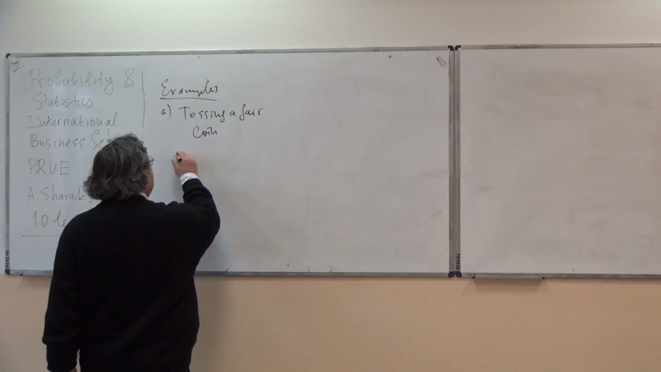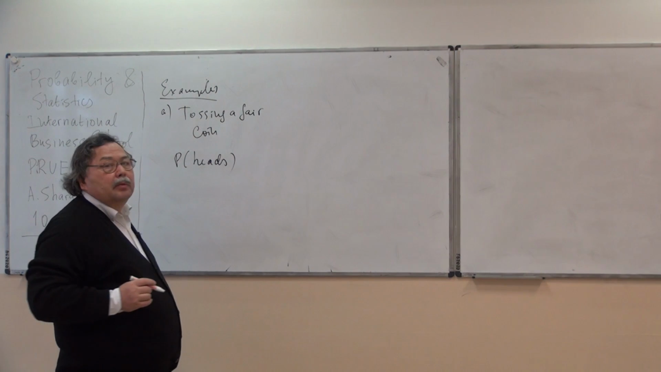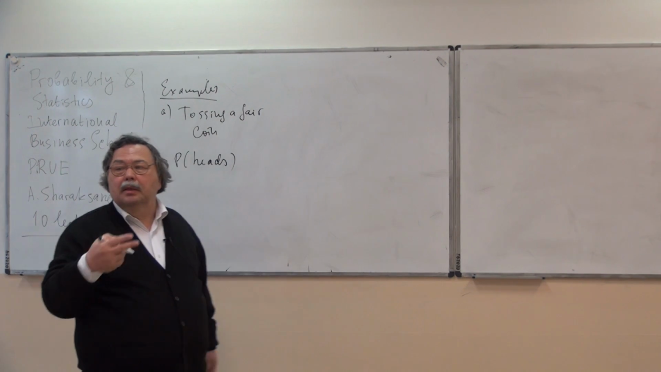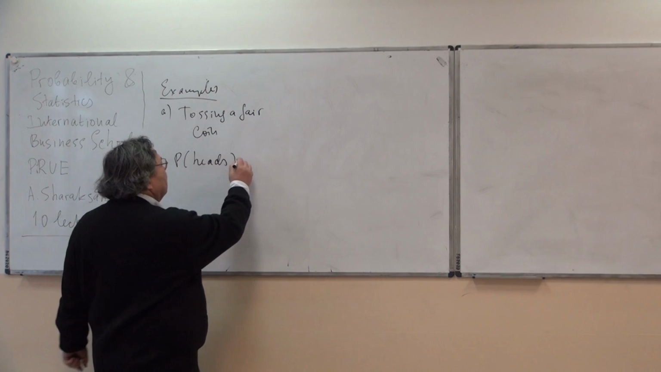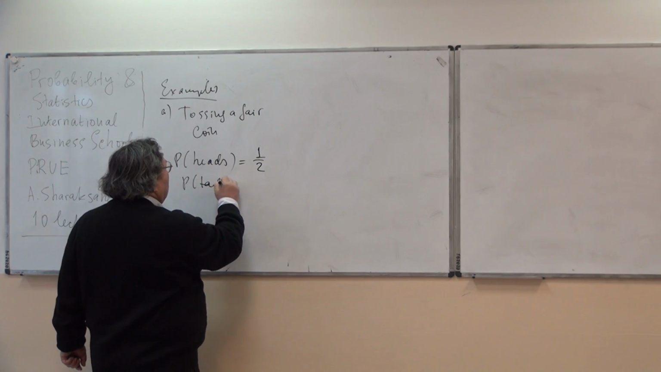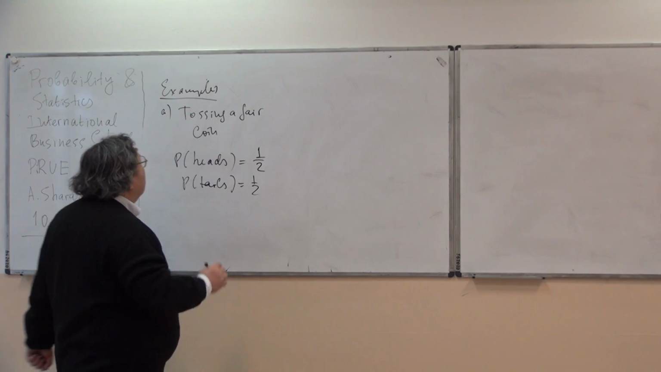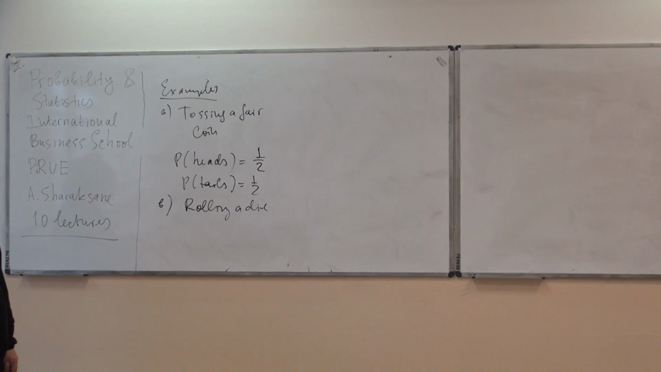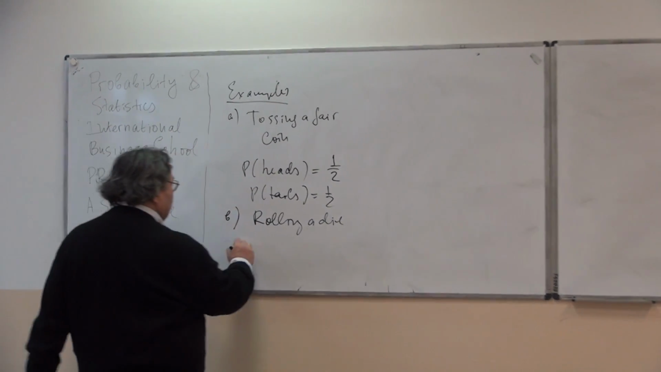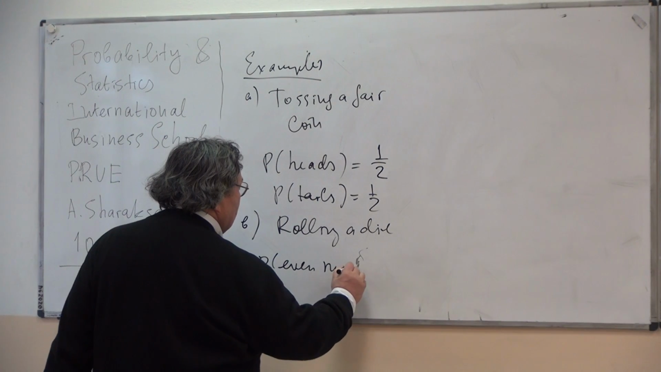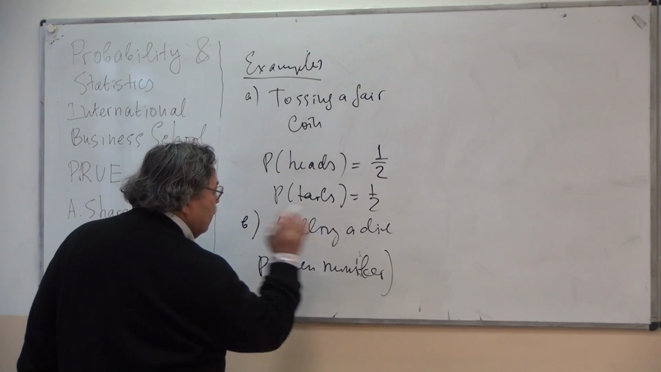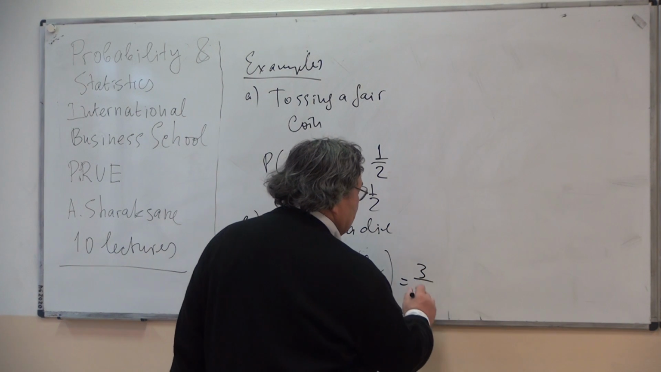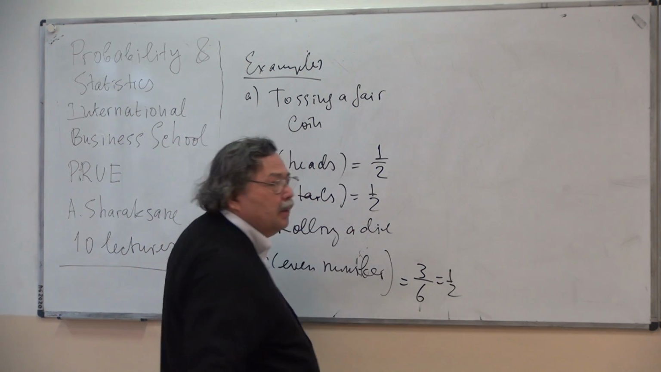Okay, now the probability of getting heads. Using the formula, the number of outcomes in the sample space is 2, and the event of getting heads contains only one outcome, so it's 1/2 and 1/2 for tails. Very simple. Now let's roll a die. Rolling a die. What's the event of getting an even number? Well, how many outcomes are contained in this event? 3. The answer is 3, and the total number of outcomes in omega is 6, so the answer is 1/2. Okay?